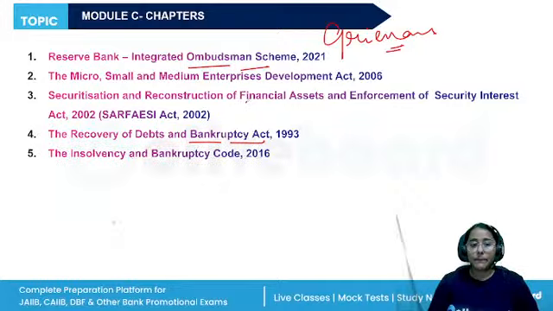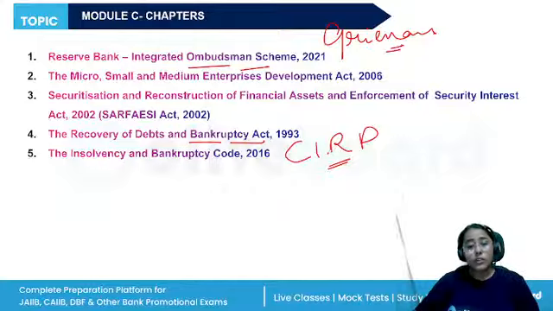Then we have the IBC, Insolvency and Bankruptcy Code. So there's the Corporate Insolvency Resolution Process. How does the financial creditor initiate this? Who are the persons who are entitled to make the application? What is the role of the interim resolution professional, the committee of creditors? These topics, they are always asked by the institute in the exam.